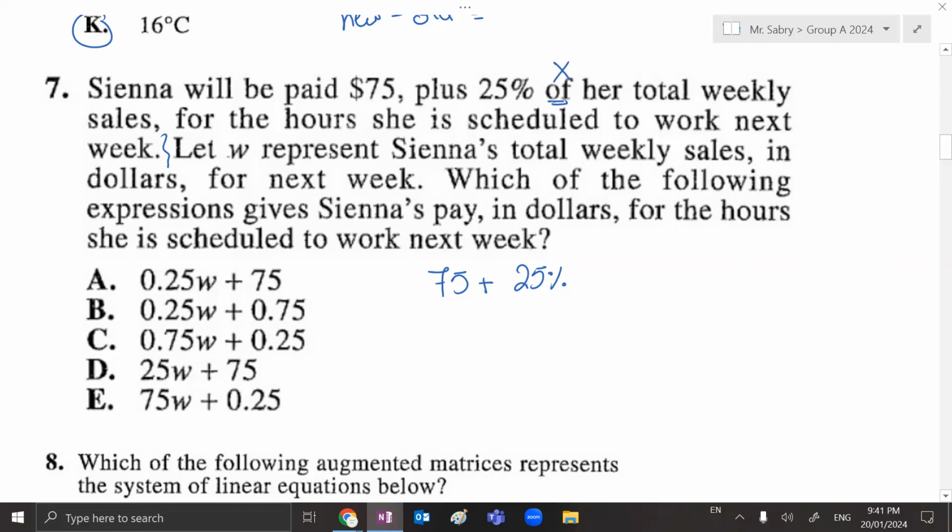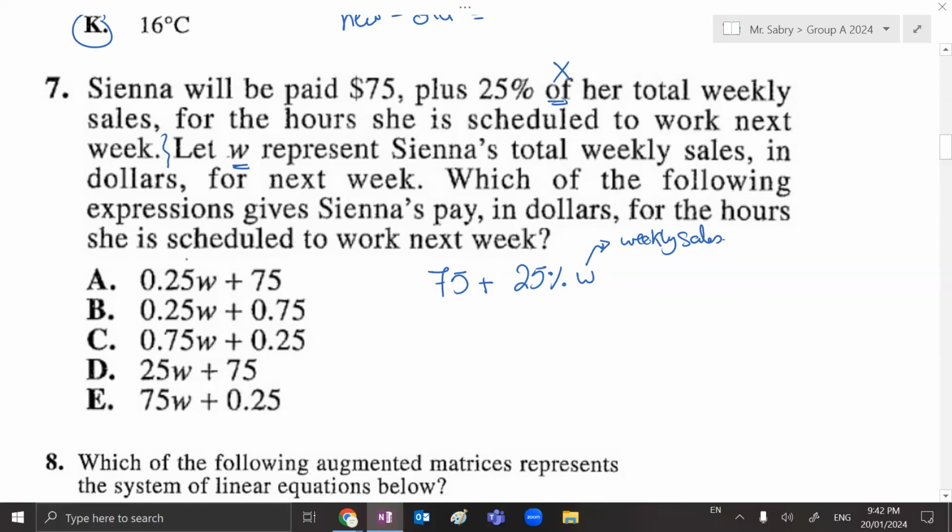The percentage has to be of something. The percentage has to be multiplied by something. It's 25% of what? Of her total weekly sales. So I'll put 25% of X. And remember, X represents the total weekly sales. That's what I've decided to represent the total weekly sales with. Afterwards he changed that and said let W represent the total weekly sales. So I'll remove X and put this in its place. For the next week, which of the following expressions. Done.